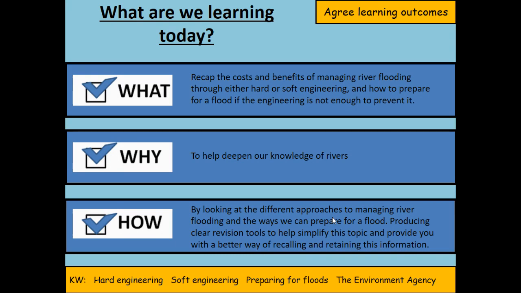Okay. So we're going to be recapping the costs and benefits of managing river flooding through hard or soft engineering. This will help us deepen our knowledge of rivers. That's why we looked last week at, what did we do last week? Oxbow lakes, waterfalls, meanders, levees, floodplains. It's just to deepen that knowledge, because really we're not now going to get a chance to go over this stuff again before you sit your GCSEs.